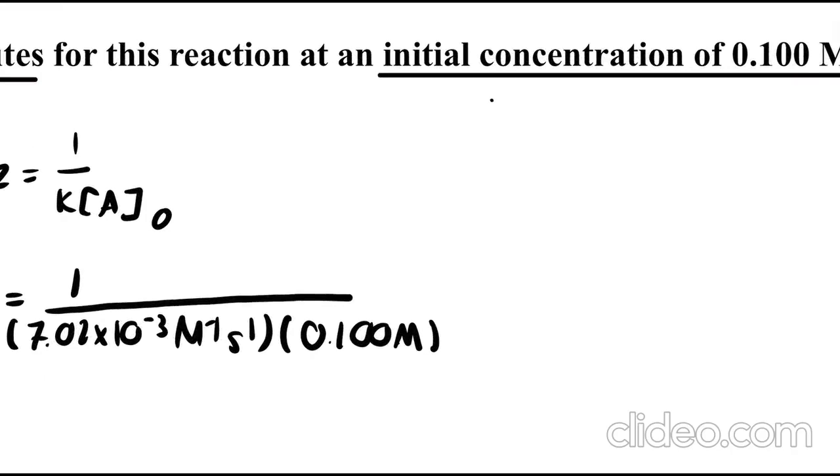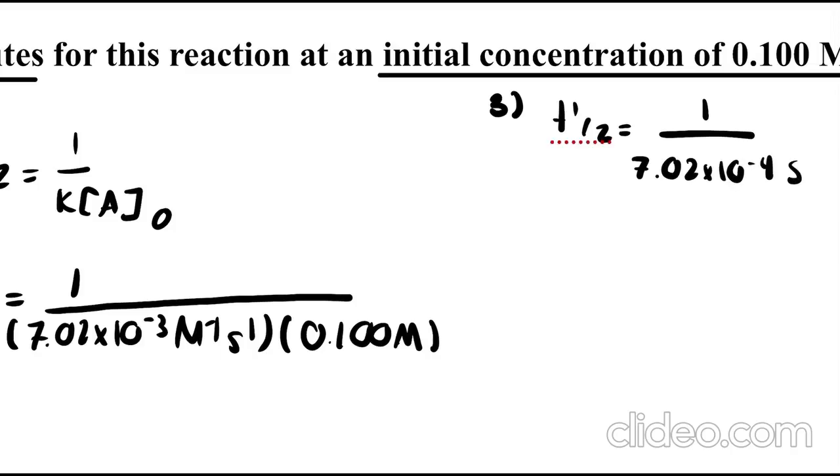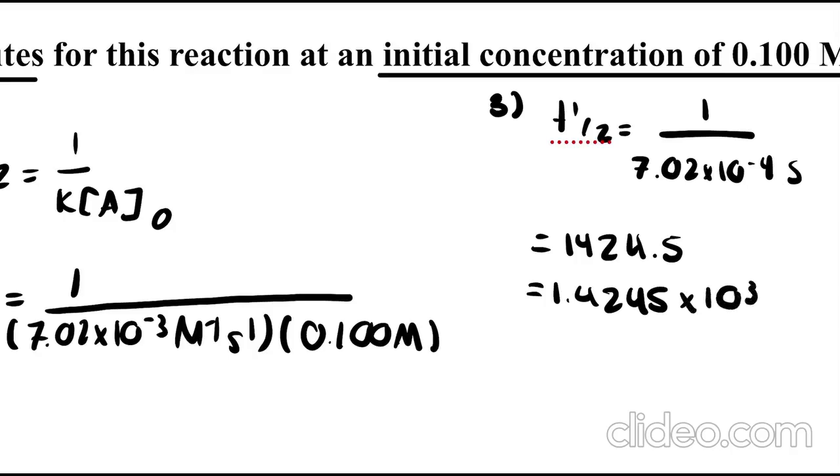solving for the half-life. So first, we are going to multiply k times our concentration, which gives us a result of 7.02 times 10 to the power of negative 4, with our units being inverse seconds. Now let's input this back into our formula. Doing our calculation, which is 1 divided by 7.02 times 10 to the negative 4, we get an answer of 1,424.5, or 1.4245 times 10 cubed. Here, our units are in seconds.